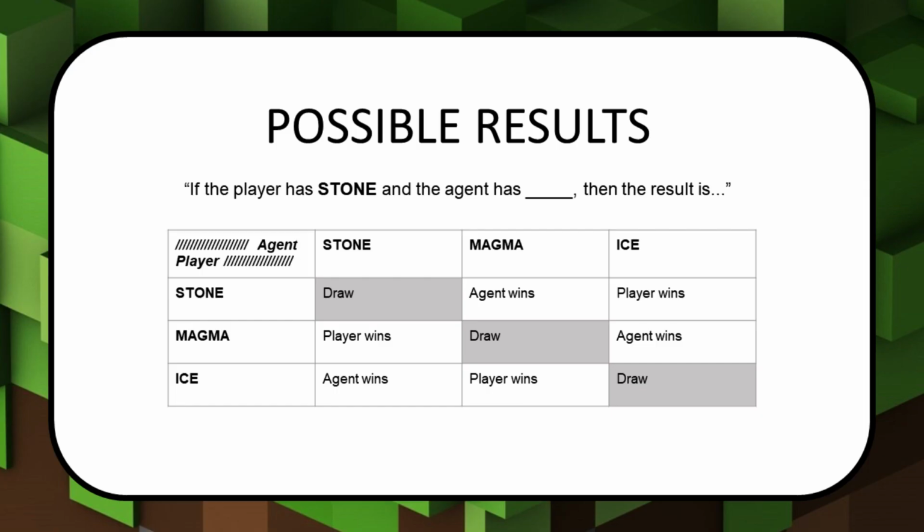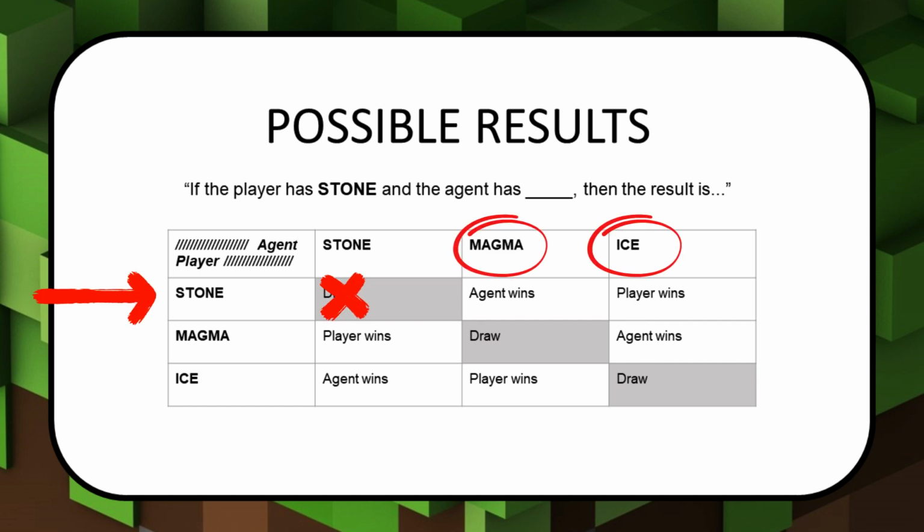Let's consider some logic. If we've gotten to the if player block equals stone section, then we know that it's not a draw, meaning that the agent did not choose stone, because that would have been covered by the player block equals agent block section. So the choices are that the agent chose magma or ice. What logic block do we use when we have to make a choice between two possibilities?